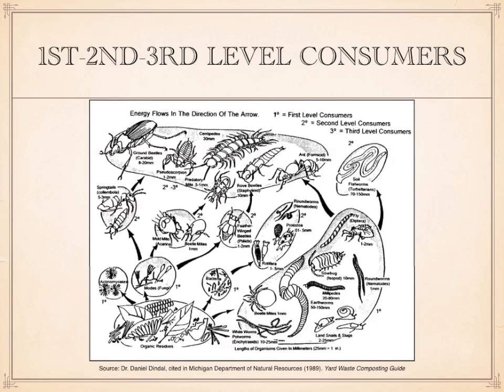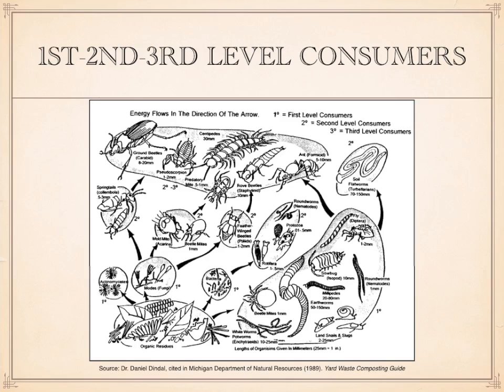This diagram is a representation by Dr. Daniel Dindal, cited by the Michigan Department of Natural Resources in the Yard Waste Composting Guide, 1989. Three levels of consumers are represented. The first level consumers feed directly on the decomposing organic residues. On the first level are the actinomycetes, the fungi, the bacteria, the earthworms, the snails, slugs, millipedes, beetle mites, and roundworms. The second level consumers feed on the first level consumers.